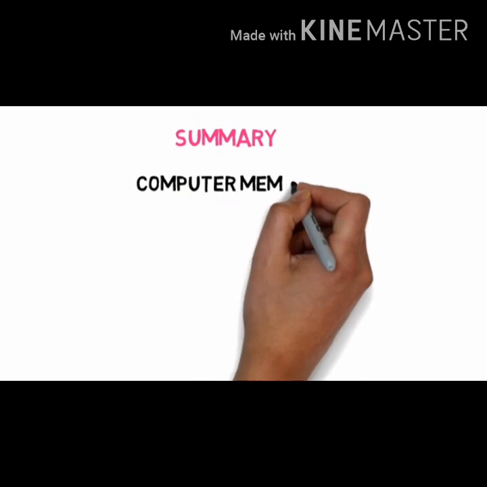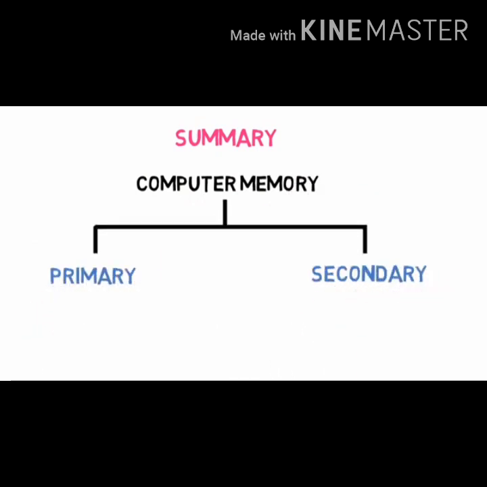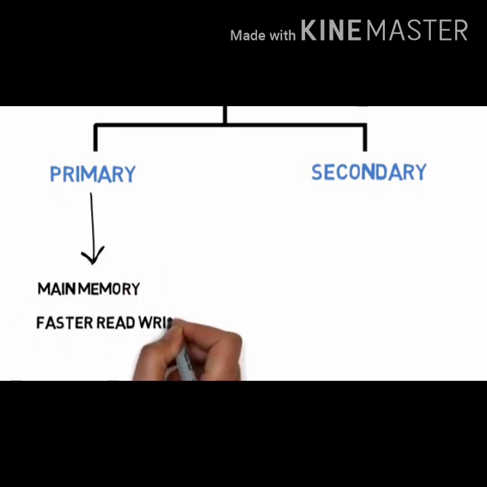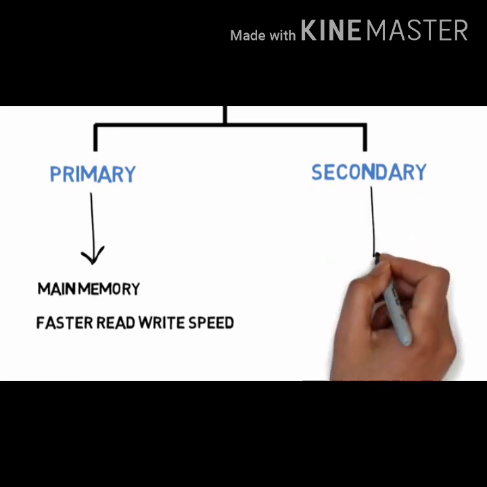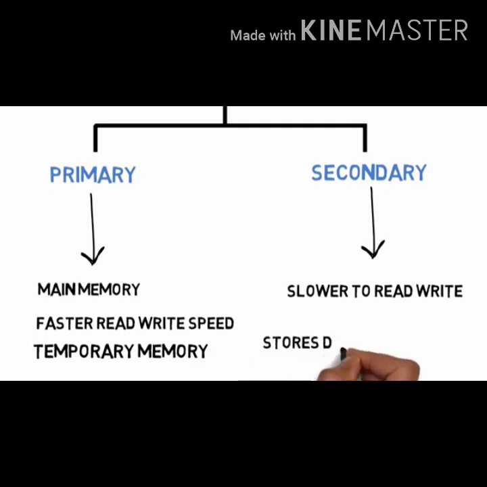Also, in the start we saw that computer memory is of two types, primary and secondary. Primary memory means main memory, which is directly connected to the CPU and has faster read and write speed than secondary memory, while secondary memory or external storage is slower than primary memory. Primary memory doesn't store user data permanently, so it's called temporary memory, while secondary storage stores data permanently.